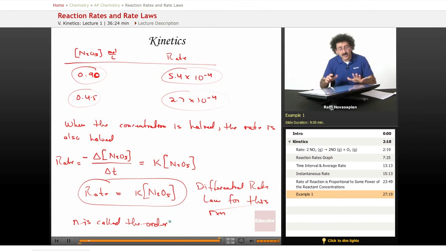Now, I'm going to stop this lesson here. I just wanted to give you a brief rundown about how this works. Next lesson, we're going to get deeper into this, and we're going to calculate differential rate laws, calculate the exponents, and calculate the rate constants more systematically. But I just wanted you to get a sense of what this looks like and how things operate.